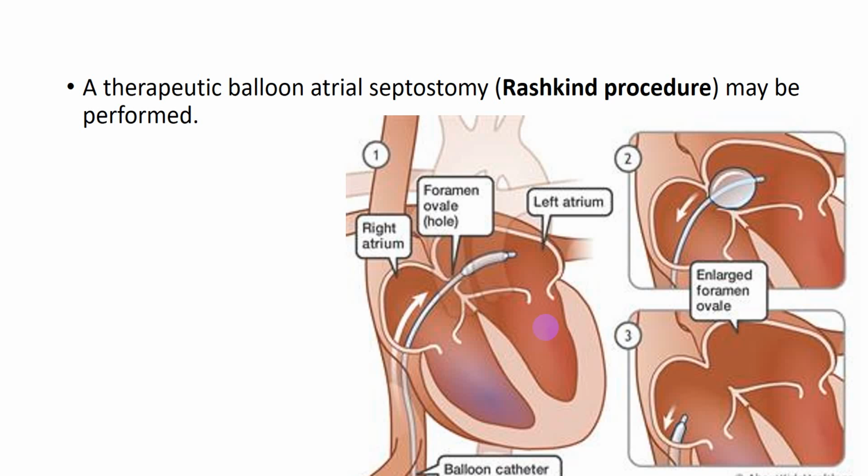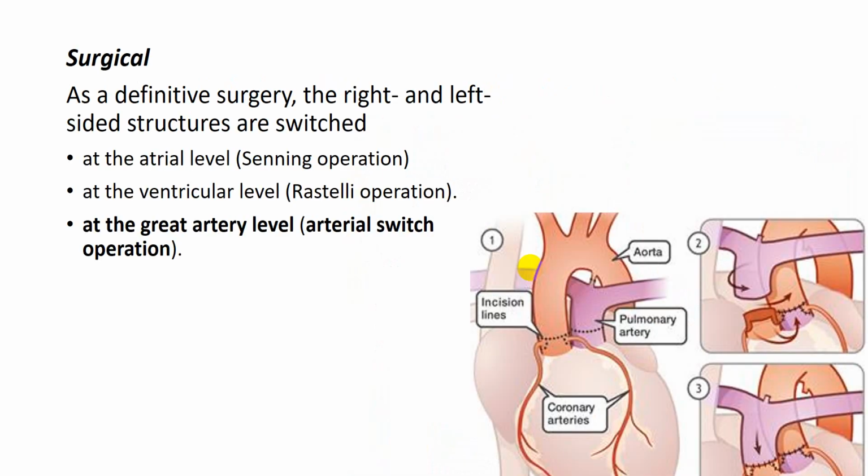The patient may require a balloon septostomy if the medical condition of the patient is not suitable for surgery for any reason, such as associated congenital abnormalities, or if his medical condition is not fit for surgery, so we do the balloon atrial septostomy until he is fit for surgery. This is the Rashkind procedure, very important. It is an emergency procedure. After that, the definitive treatment is the surgery.